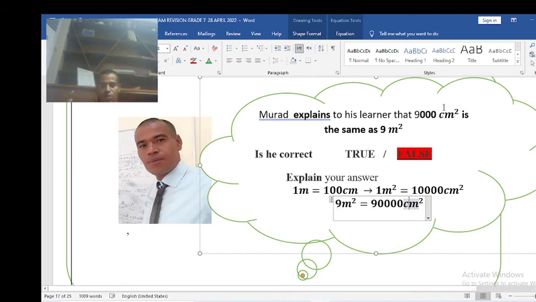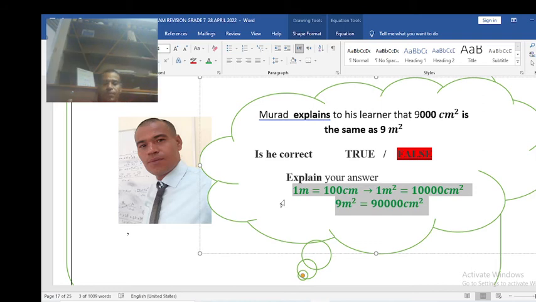Therefore, if you would like to correct this, it should be 9,000 centimeter square. You should convert it to be 0.9 meter square. I thought that it's clear for you learners. Okay, this is how you can explain and write your reasons like that. Clear?